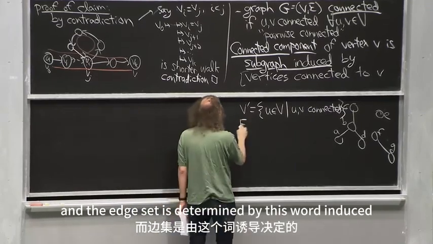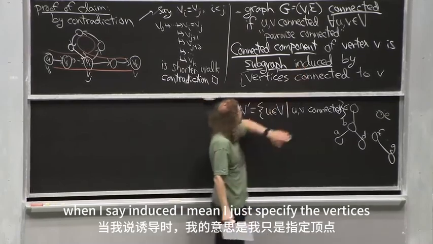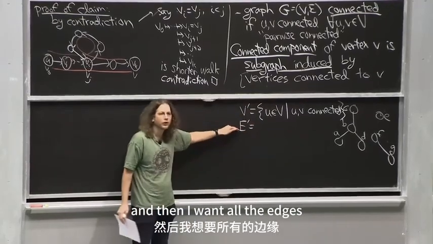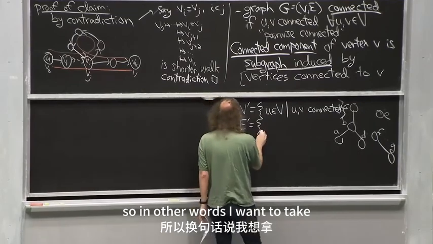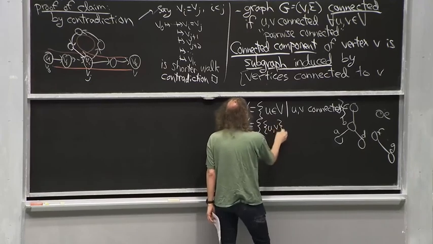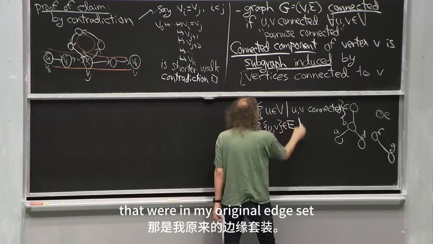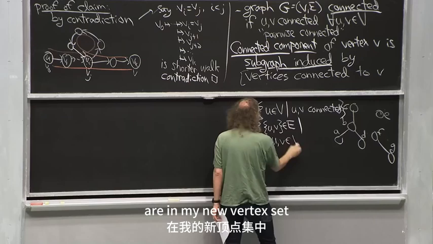And the edge set is determined by this word induced. When I say induced, I mean I just specify the vertices, and then I want all the edges that could possibly make sense. So in other words, I want to take all of the edges UV that were in my original edge set with the property that both U and V are in my new vertex set.